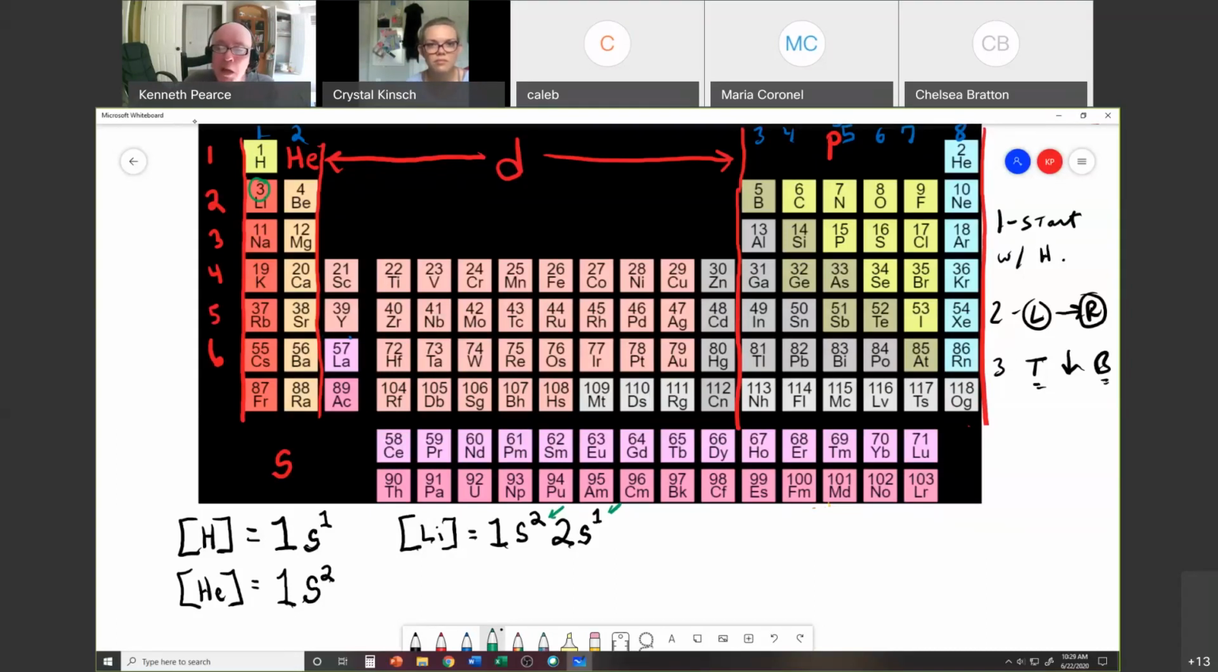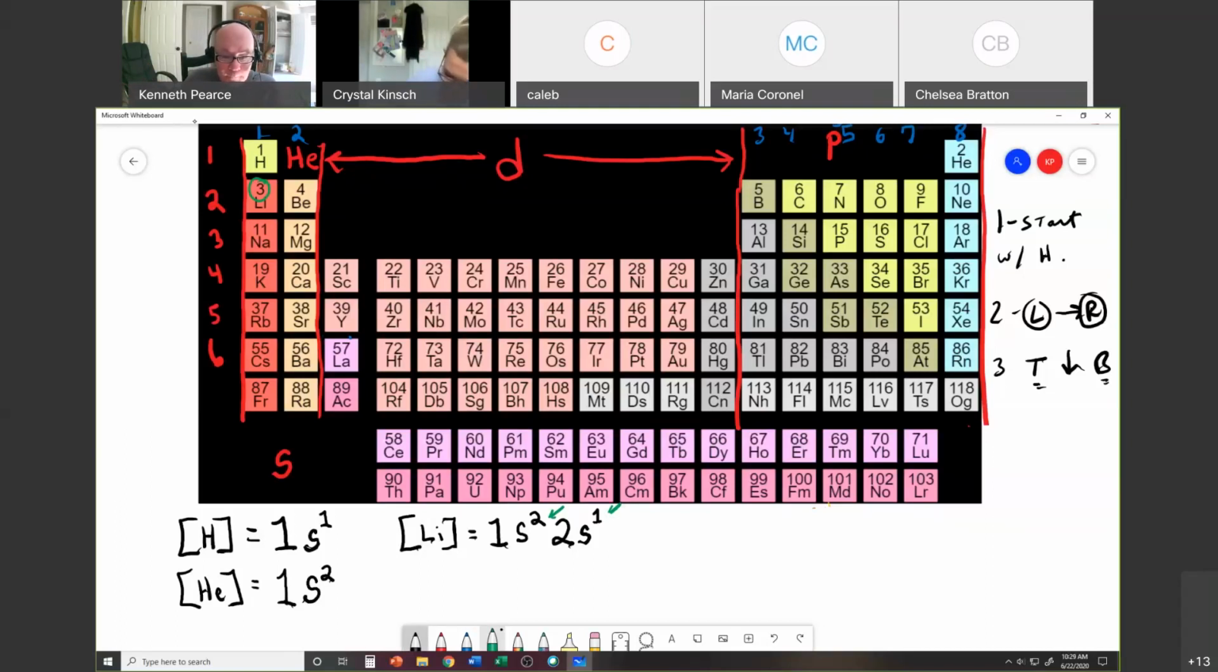That's why I'm saying, don't get these numbers confused with the grand total. The maximum you will ever have in an S level is 2. The maximum you ever have in a P level is 6. The maximum you'll have in a D subshell is 10. The grand total can be 117 or whatever. All right. So let's do the next one.